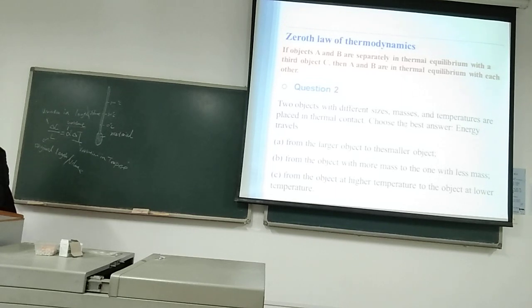Here shows the question. Two objects with different sizes, masses, and temperatures are placed in thermal contact. Choose the best answer. Energy travels: A, from the larger object to the smaller object; B, from the object with more mass to the one with less mass; or C, from the object at a higher temperature to the object at a lower temperature. Number A, B, or C? C, of course.